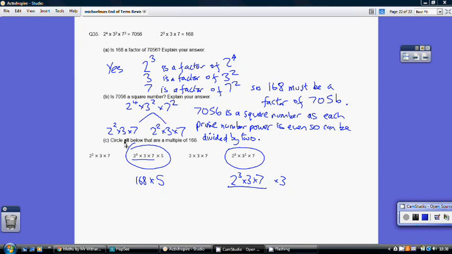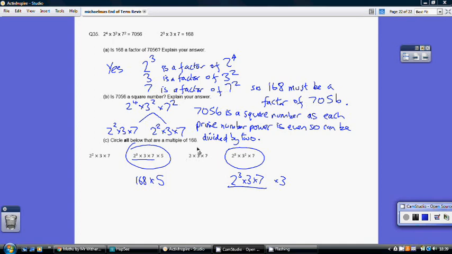Now, part C, circle all below that are a multiple of 168. So we need it to be including all of these and then numbers in addition to that. So 2 squared times 3 times 7, well that's a factor of 168. It's not a multiple of it. Now here we go, 2 cubed times 3 times 7 times 5. Well, that is a multiple because there's our 168 and then we're just timesing it by 5. So that is a multiple of 168.